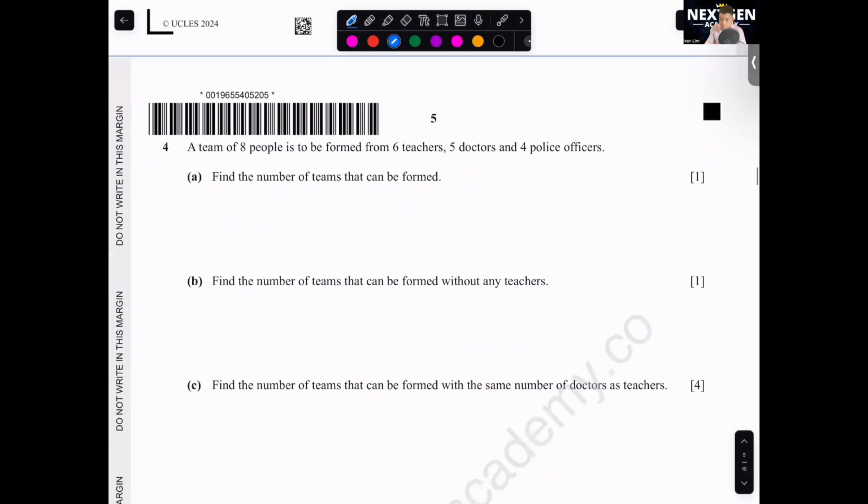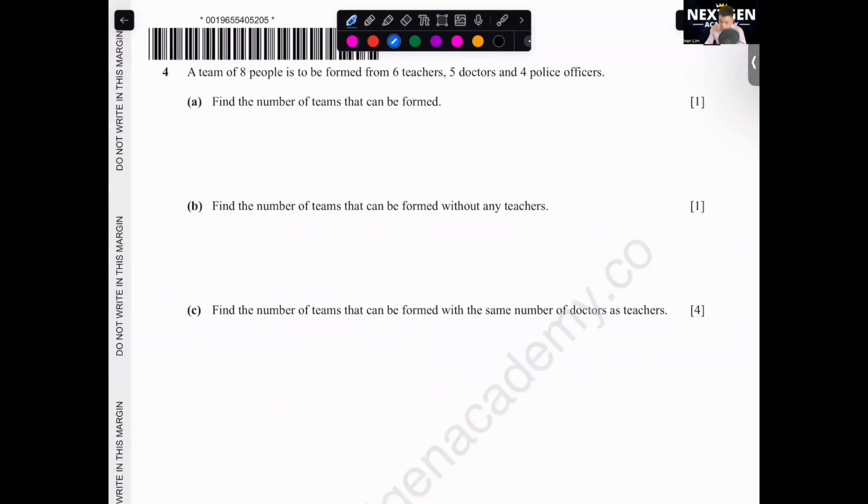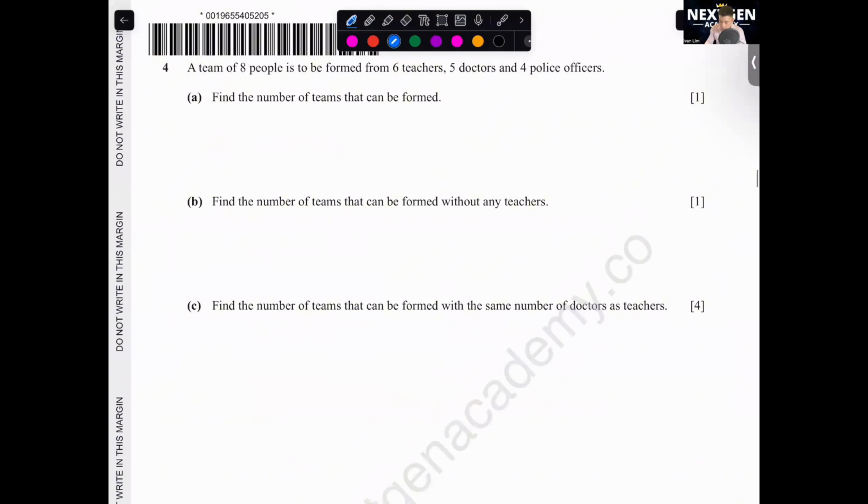Question 4. A team of 8 people is to be formed from 6 teachers, 5 doctors, and 4 police officers. Find the number of teams that can be formed. We first have to define whether it's a permutation or combination. Let's answer this question first. Does order matter? No means combination.